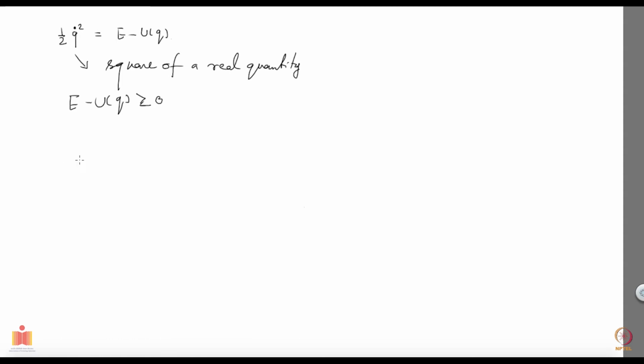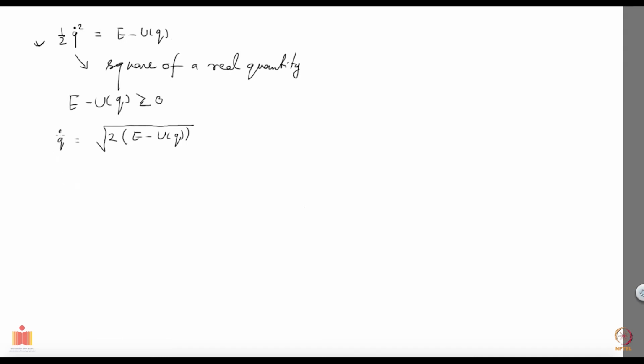Let me integrate this equation, this one. So I get q dot equal to the square root of 2 times E minus U of q, and that entire thing will be in a square root. And I can integrate this.